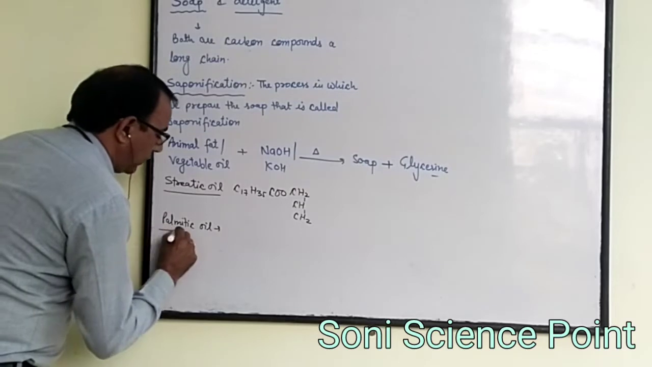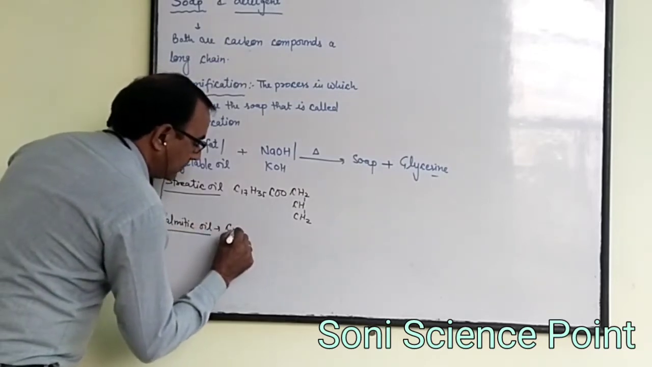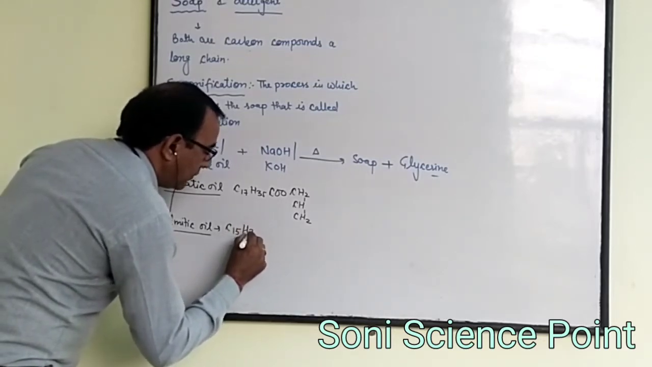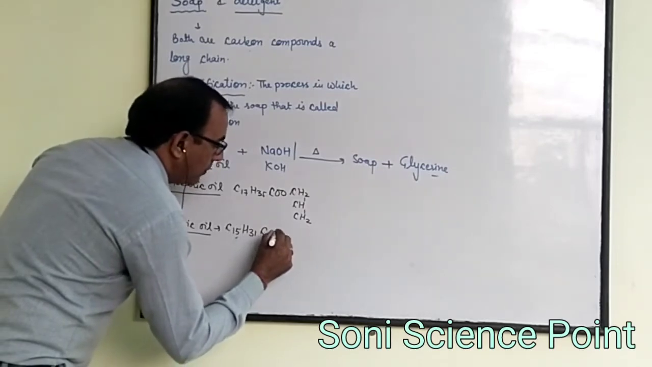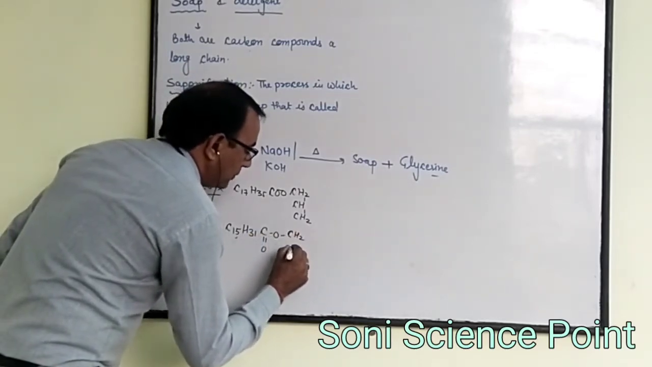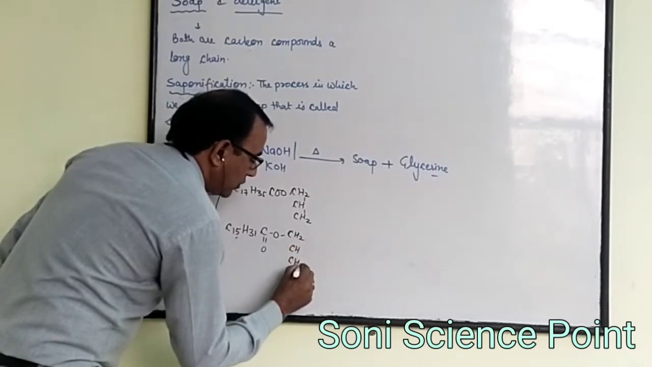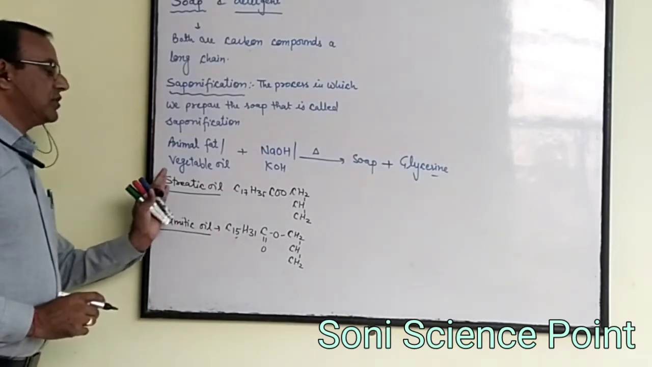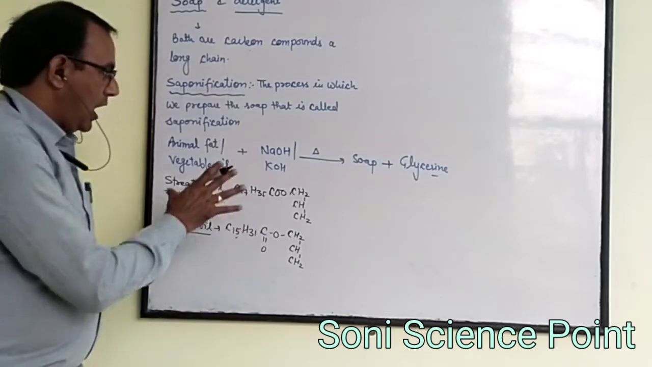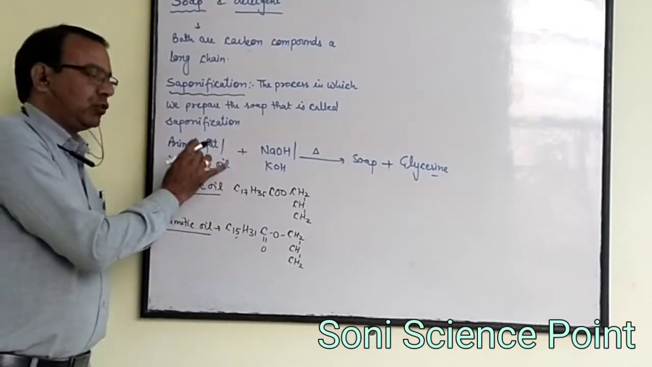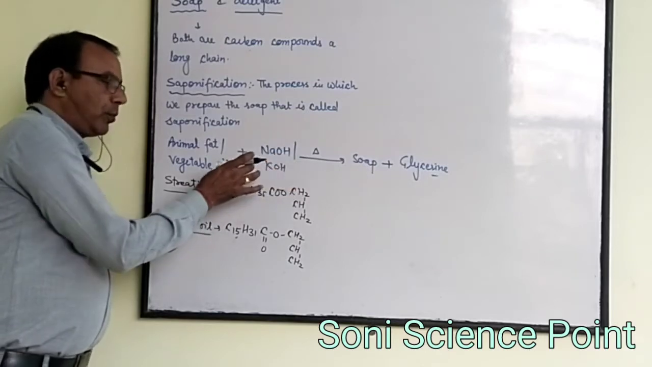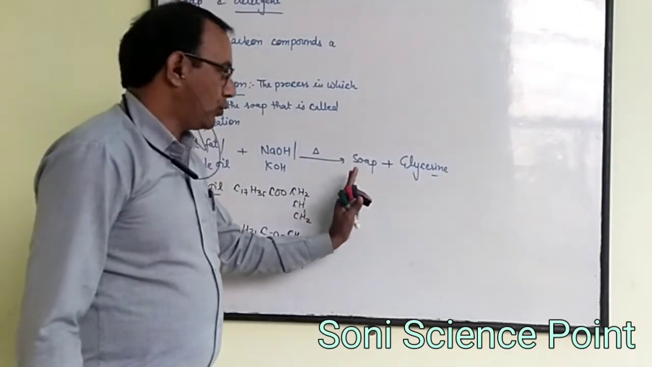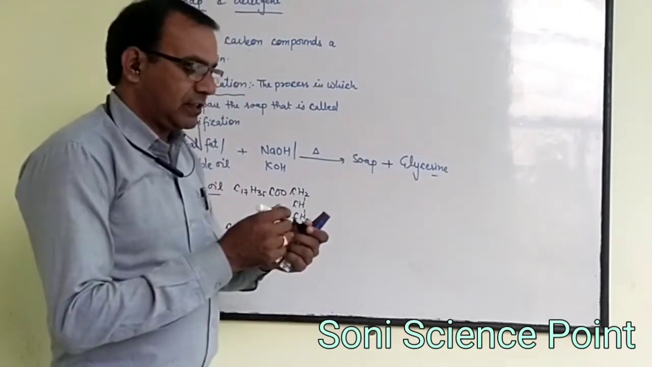In palmitic oil, the chemical formula is C15H31COO bonded to CH2, CH, CH2. This is the palmitic oil chemical formula and this is the stearic oil chemical formula. How can we prepare soap? We can prepare soap when sodium hydroxide or potassium hydroxide is heated in presence of this type of oil. We produce soap, and a byproduct glycerine is also produced.